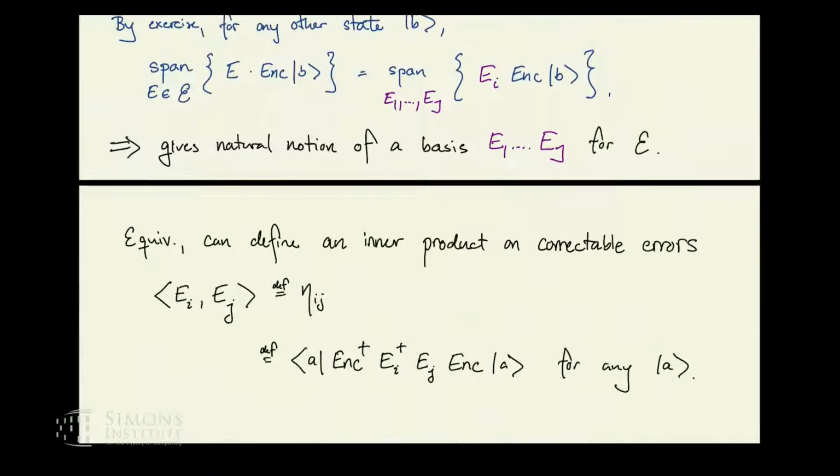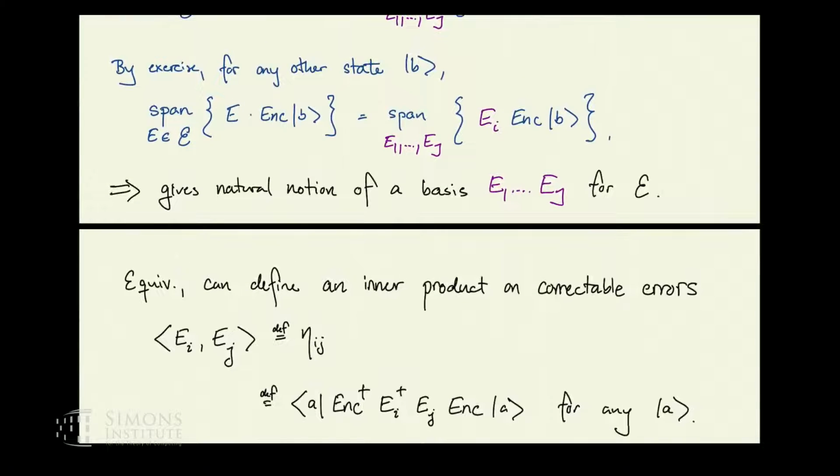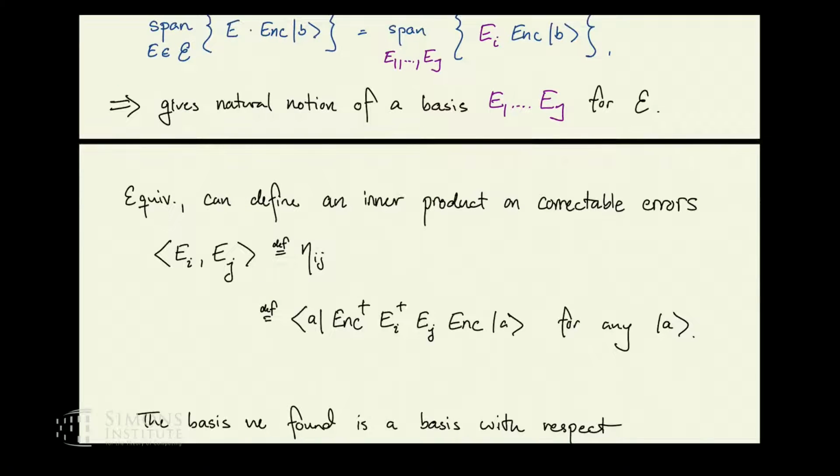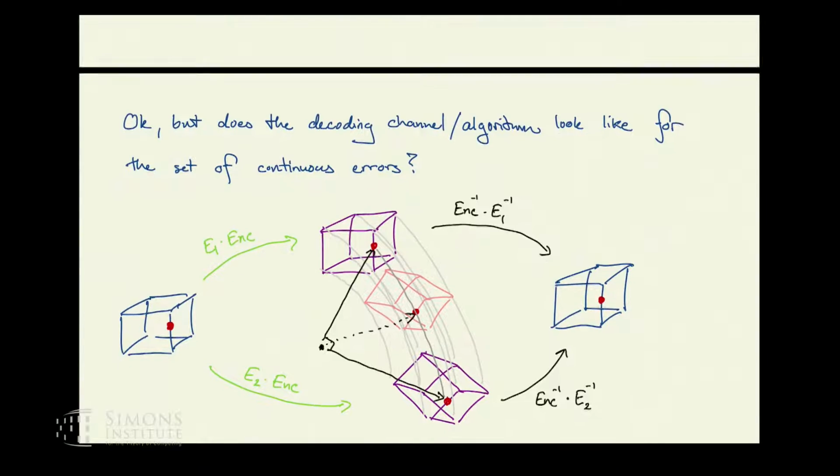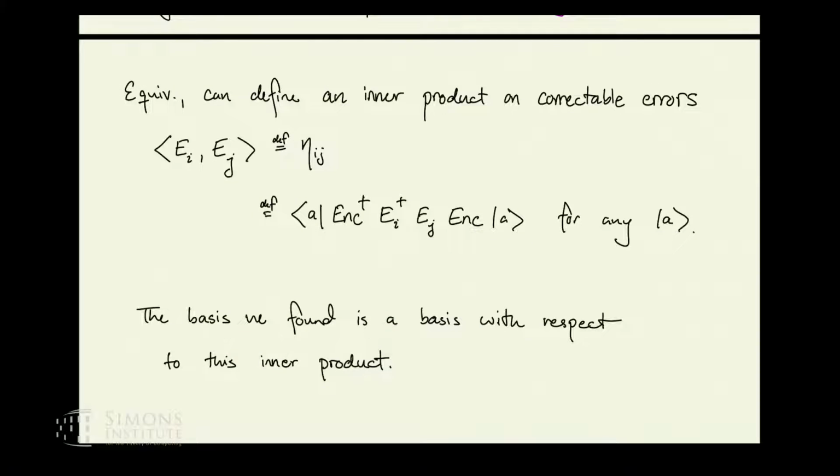Because you could define now an inner product on these errors, which is that E1, EJ, the inner product between them is just going to be whatever that eta ij coefficient was, which one way to look at it is you could take any A and just think about what this calculation is. And it's going to be the same calculation every time. And you'll get a notion of inner product between the vectors. And so the basis for the set of errors that we want is going to be a basis with respect to this inner product.